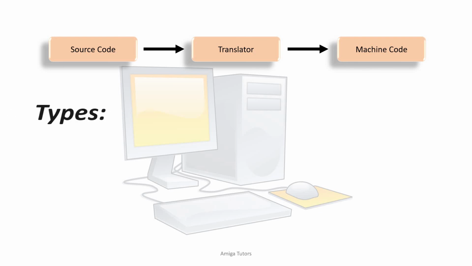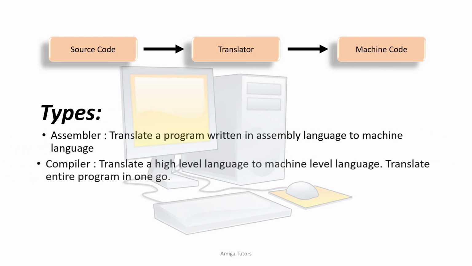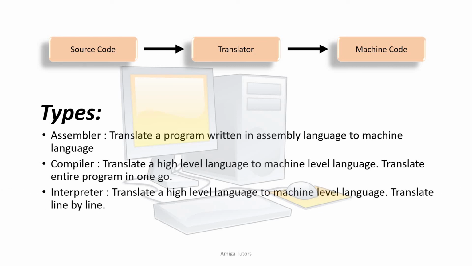And here are some types of translators present in the world. What is an assembler? An assembler can translate a program written in assembly language to machine language. So I told you about second generation language, which is assembly language. So the assembler is used to change that assembly language to machine language.